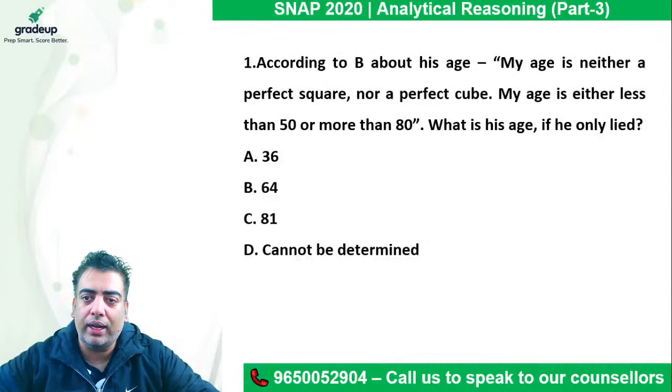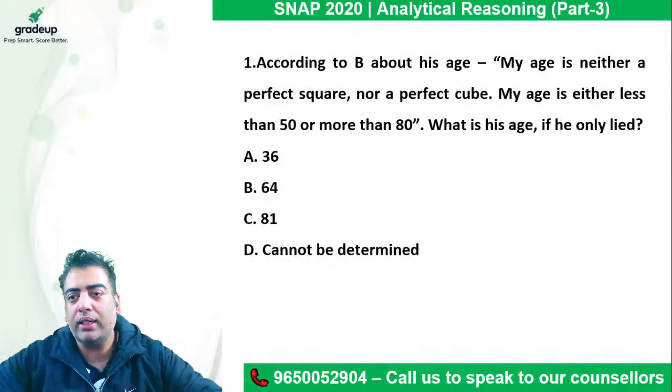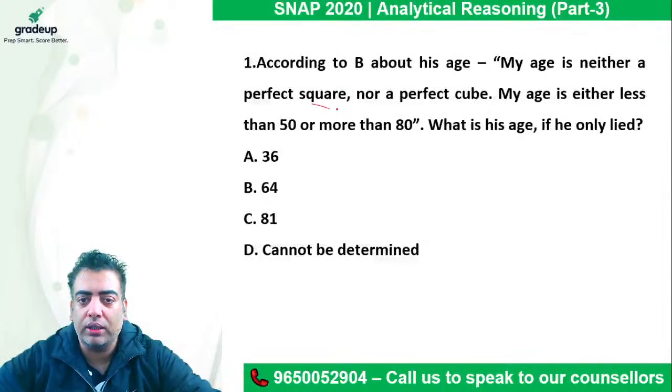So if he is a liar, then whatever negative statements are there should be converted to positive ones. As he said, my age is neither a perfect square nor a perfect cube, so his age must be a perfect square as well as a perfect cube, right? And as he said, his age is either less than 50 or more than 80, it means his age must lie between 50 and 80, right?